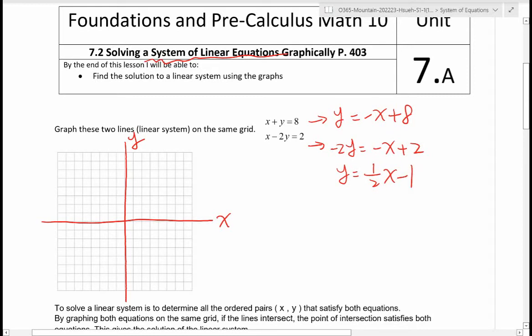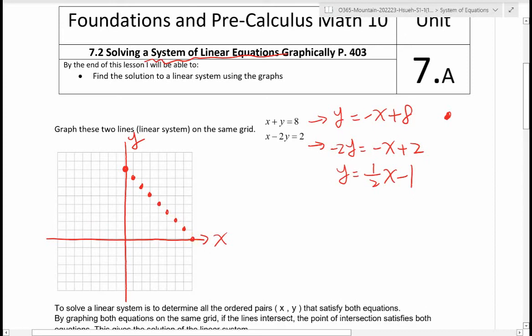I'm going to graph one with red and one with some other color. So for the first one, negative x plus 8, by the look of the graph, I might need to move the x-axis a little bit lower here. The y-intercept is 8: 1, 2, 3, 4, 5, 6, 7, 8. And the slope is negative 1. That means I'm going to go one down and one right. So here we go, one down, one right. I'm just going to plot as many points as I can.